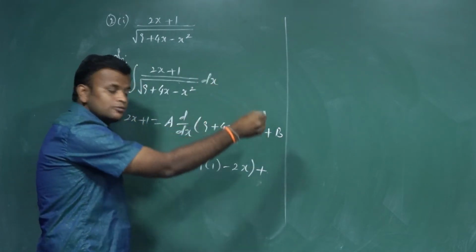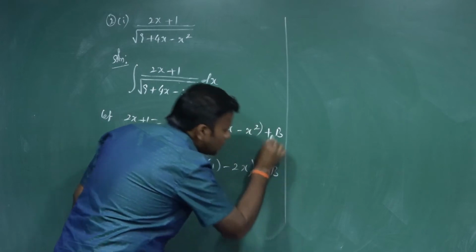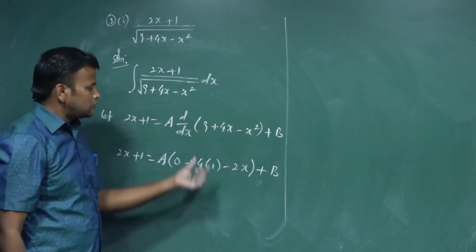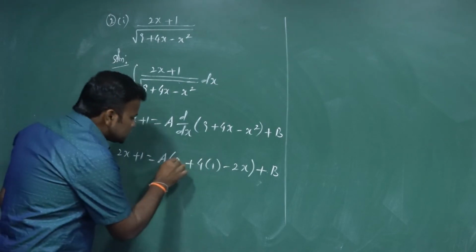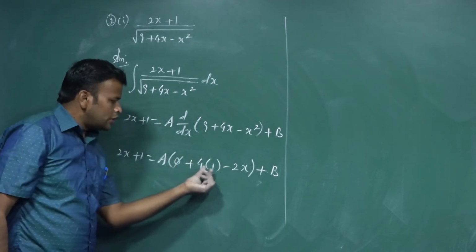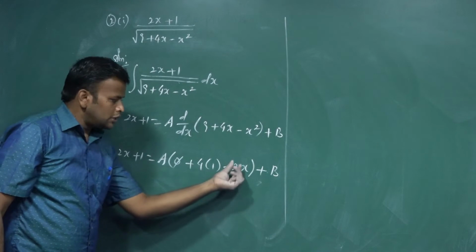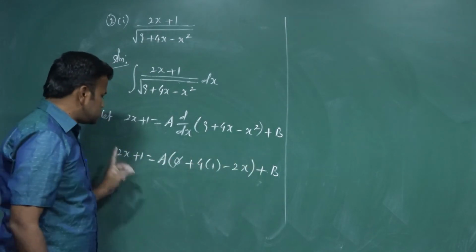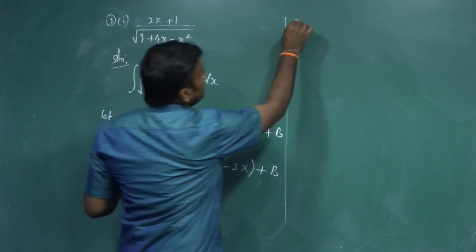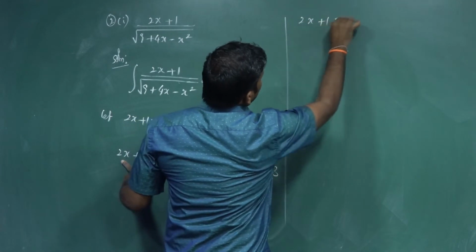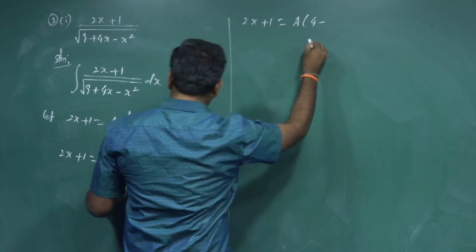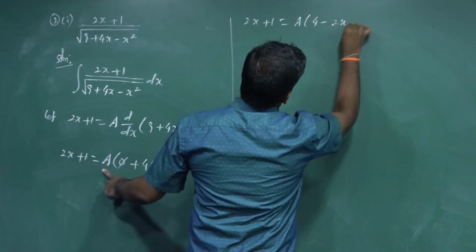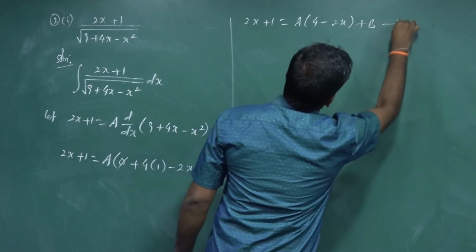b is a constant term, so we write b. You don't put 0 because the differentiation process is over these brackets. Okay, we leave the 0. 4 into 1 is 4 minus 2x plus b. So LHS is no change. We write LHS 2x plus 1 is equal to a of 4 minus 2x plus b.